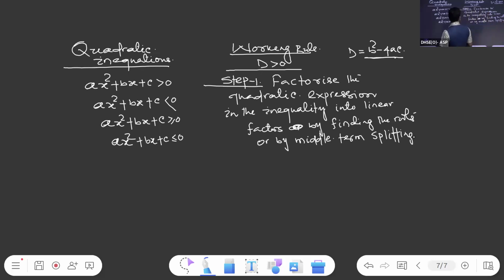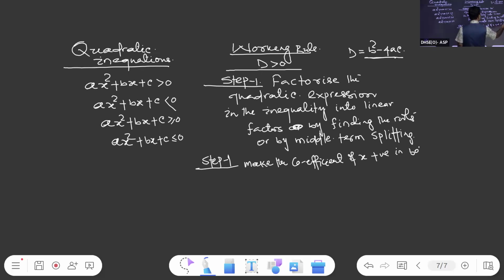Then step 2 is make the coefficient of x positive in both the linear terms if they are not so. Okay, this is your step 2.